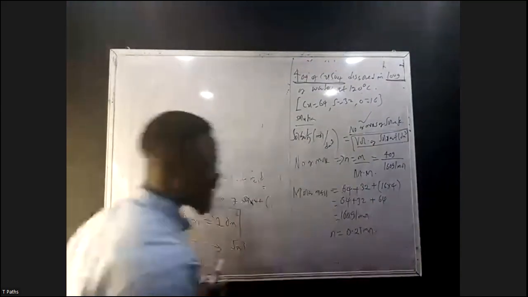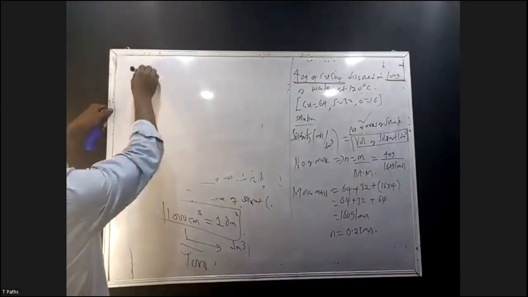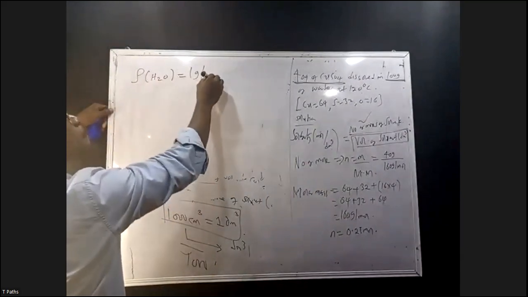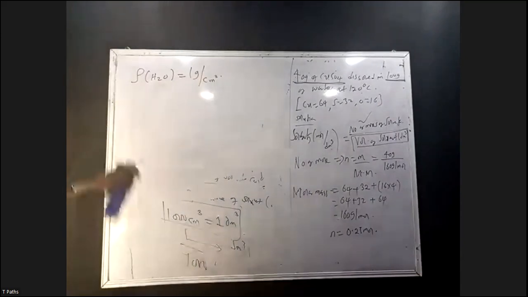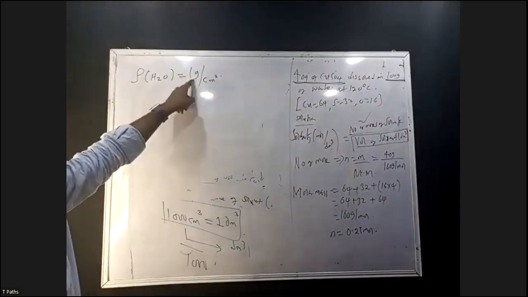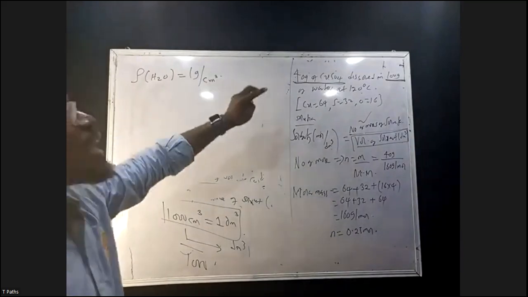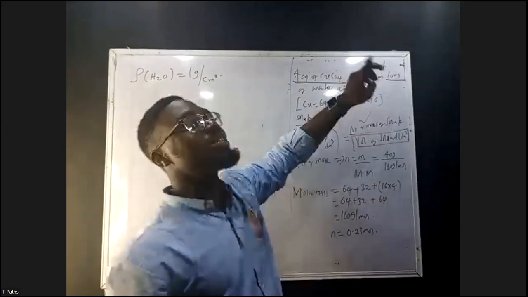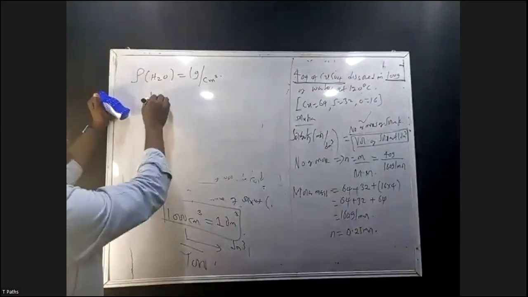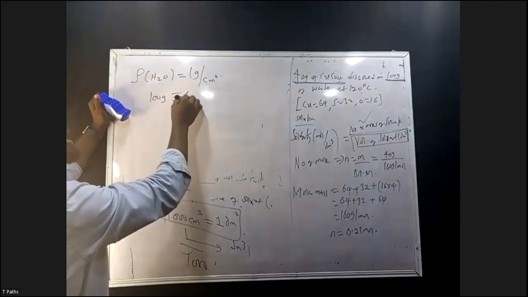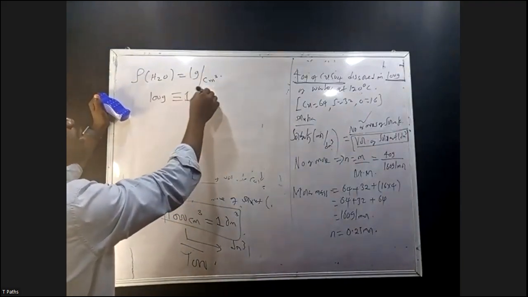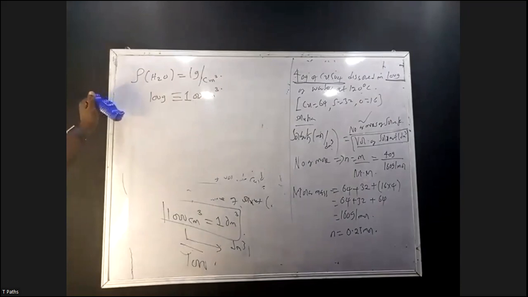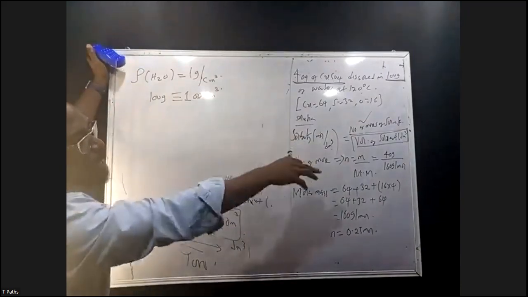From your physics, you know that the density of water is 1 gram per cm cube. That is, if you have 100 grams of water, it is equivalent to 100 cm cube of water, because the relationship is 1 to 1. So we can now get the volume.